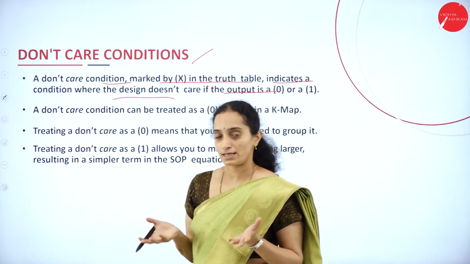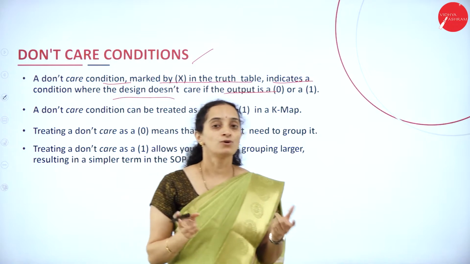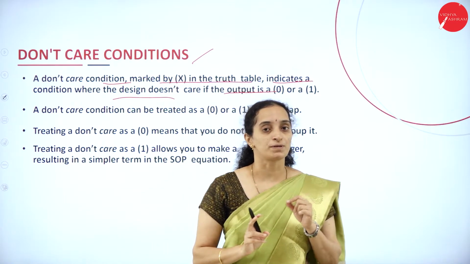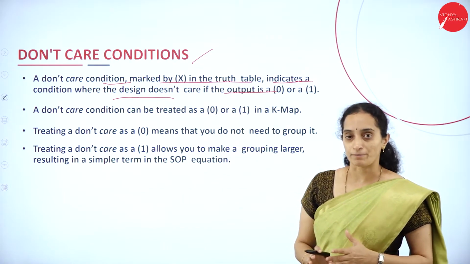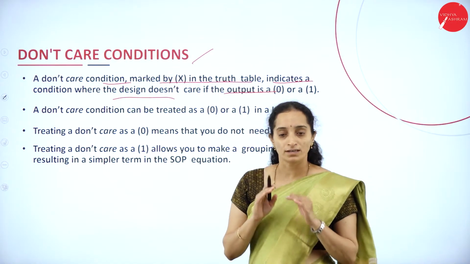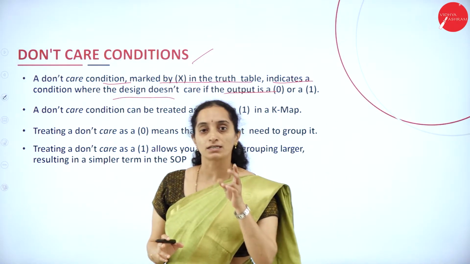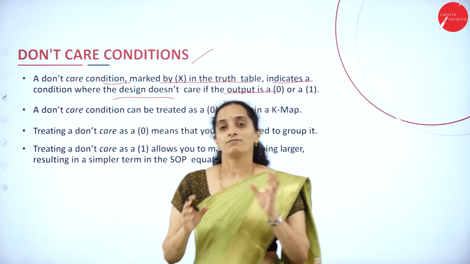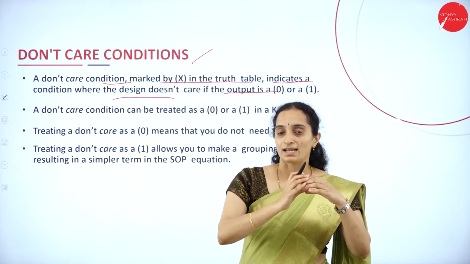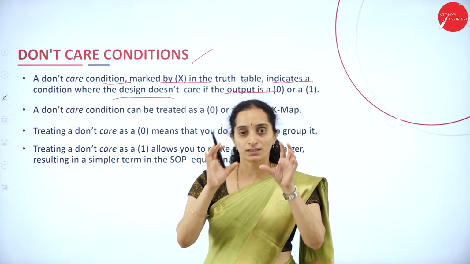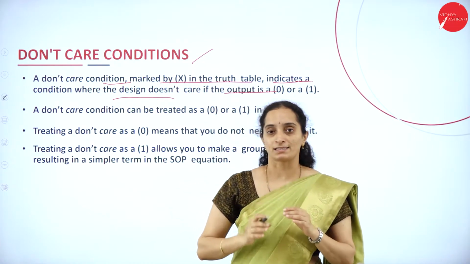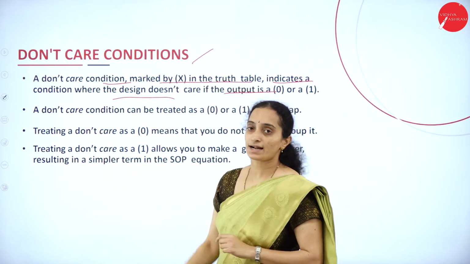We haven't given the expression. So, we don't know whether the result of that particular cell is 0 or 1. The don't care condition doesn't care about the result, whether it is 0 or 1. It will include that unfilled cell in the group by marking it X. So, this is called the don't care condition.